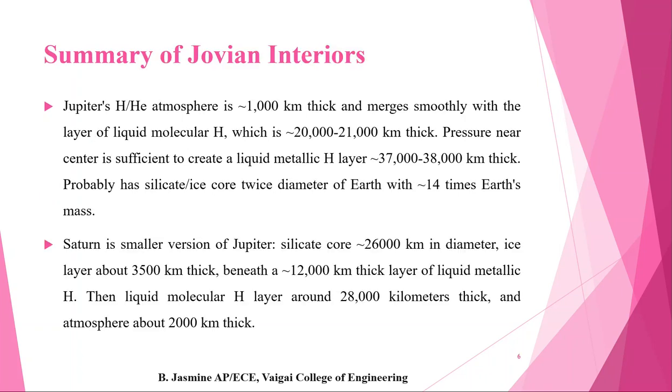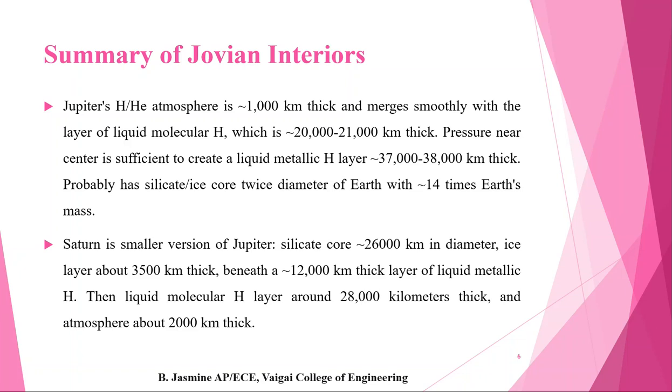Summary of Jovian interiors. Jovian planets means Jupiter to Neptune. Jupiter has a hydrogen and helium atmosphere about 1,000 kilometers thick that merges smoothly with the layer of liquid molecular hydrogen, which is 20,000 to 21,000 kilometers thick. Then the pressure is also near the liquid metallic hydrogen layer, about 37,000 to 38,000 kilometers thick. It probably has a silicate ice core twice the diameter of Earth with 14 times Earth's mass.